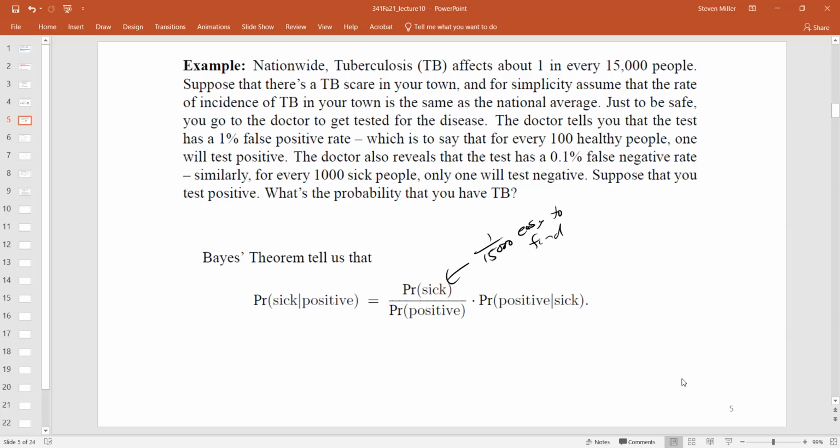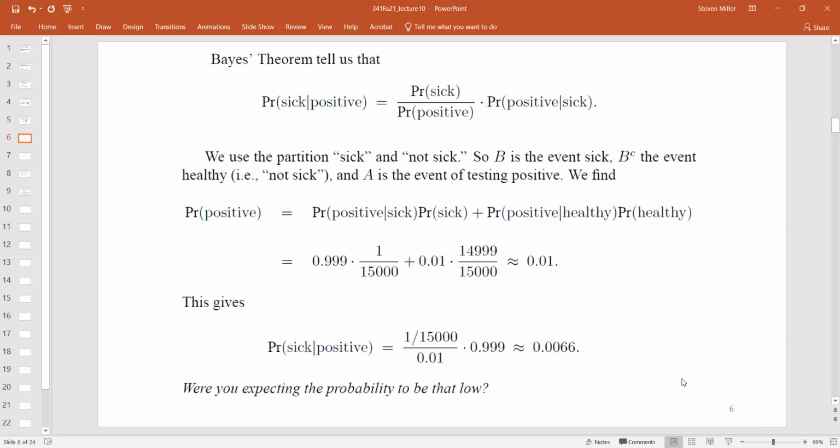Here are the false negative, right? So we can do this. What about the probability that you're positive? There are several different ways you could test positive, but this seems okay. And so let's just go through things very slowly.